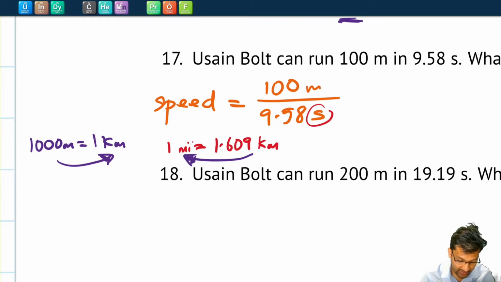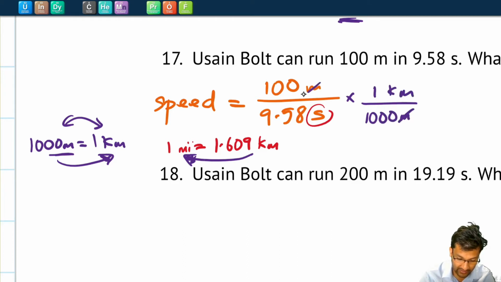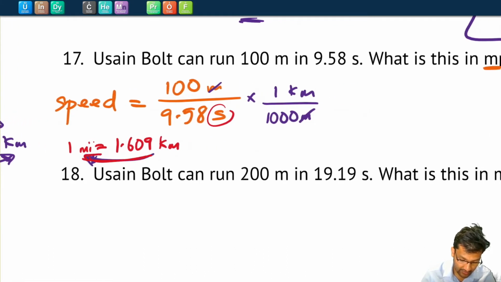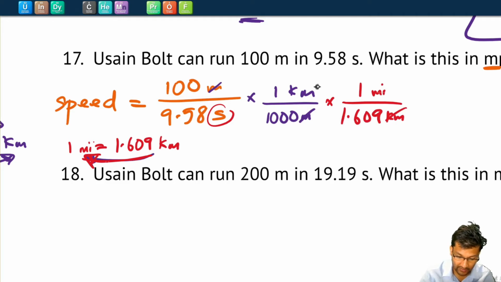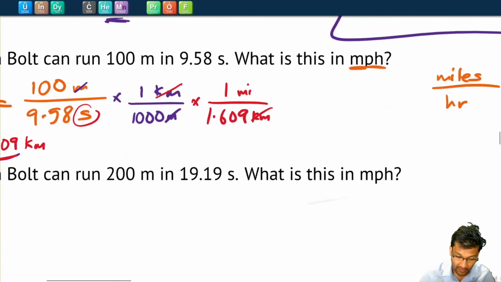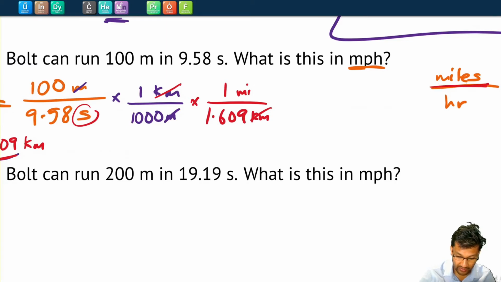To convert from meters to kilometers, we just need to multiply by this, making sure we keep meters on the bottom. So we have 1,000 meters is 1 kilometer, such that meters cancel out nicely. And then let's use this equality to convert from kilometers to miles. We know that 1.609 kilometers is 1 mile, so the kilometers cancel out. So this gets us from meters to miles.